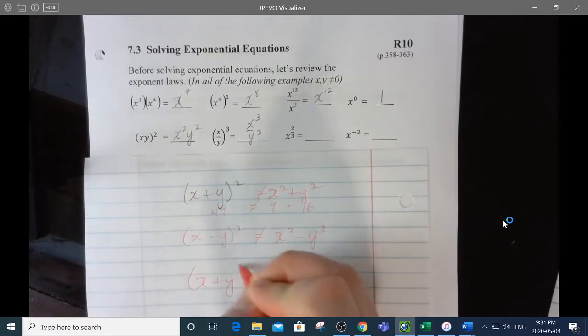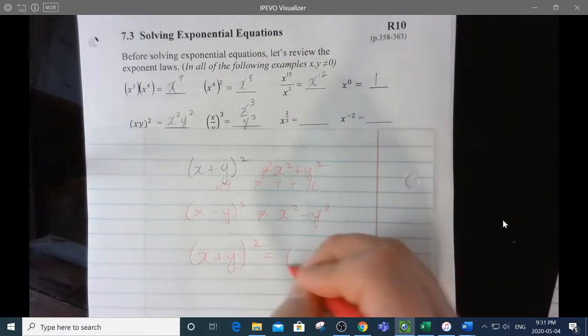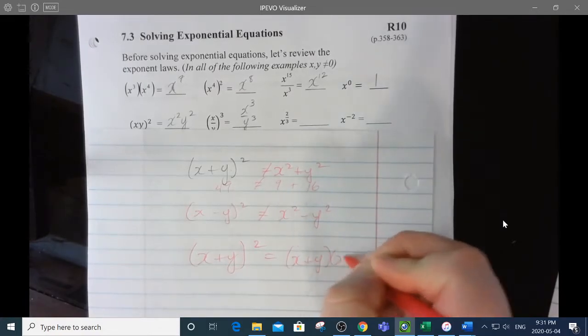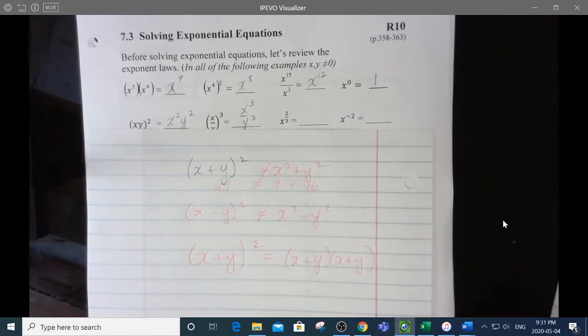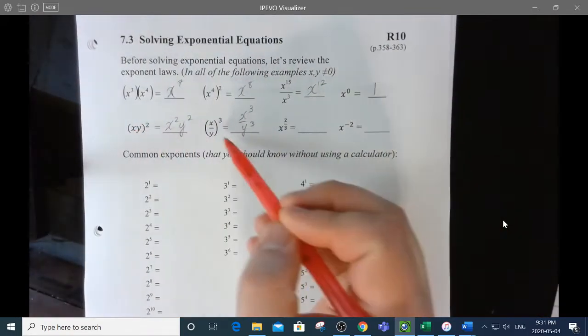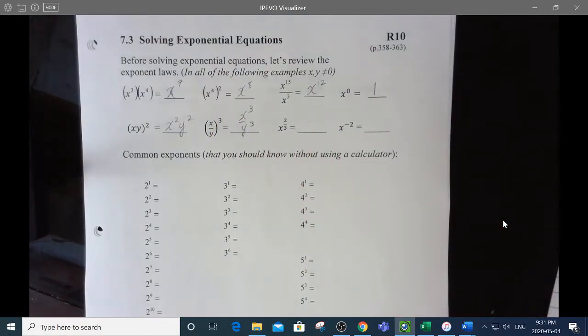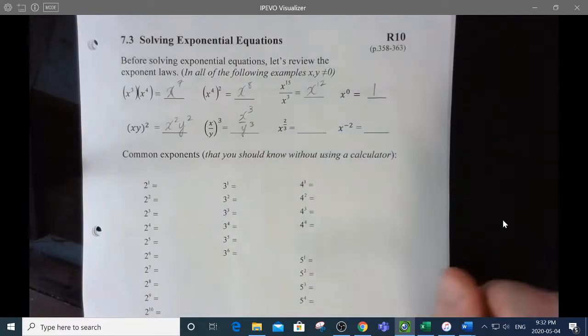Everybody should know that if you are going to square a binomial, you actually have to expand it and multiply it out. So make sure you remember that there is such a thing as a power of a product rule, a power of a quotient rule. There is no such thing as a power of a sum or a difference. So with that in mind, did you remember what to do with this thing?